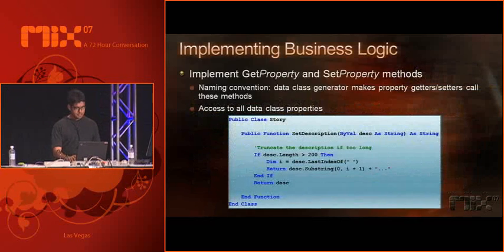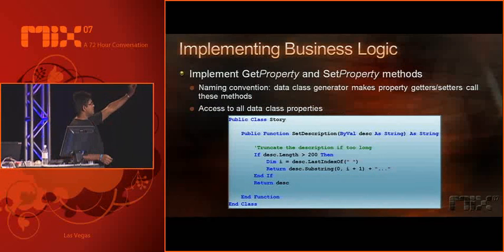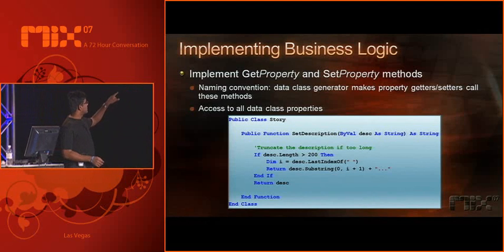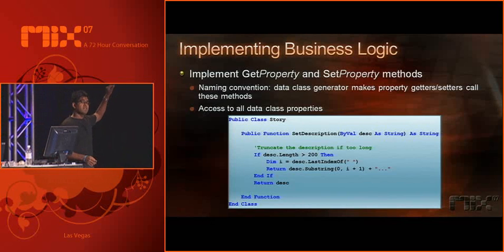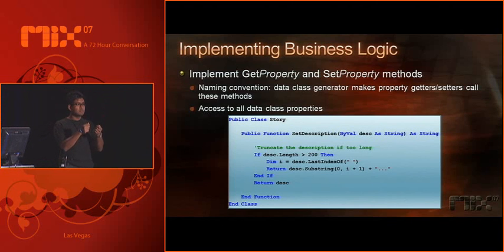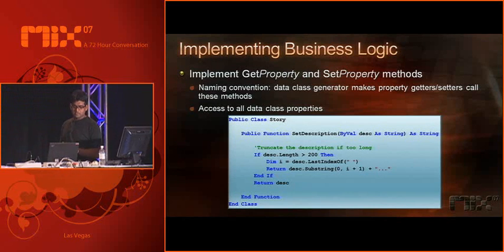So that was business logic. So just to clarify the naming convention, get property, set property, and you can write your code. Now, the interesting thing is, I didn't show this here, but within this business logic method, you have access to all the properties on that entity. If you wanted to validate, well, is description longer, then I can actually look at that value and decide what I want to do with it in terms of my business logic.